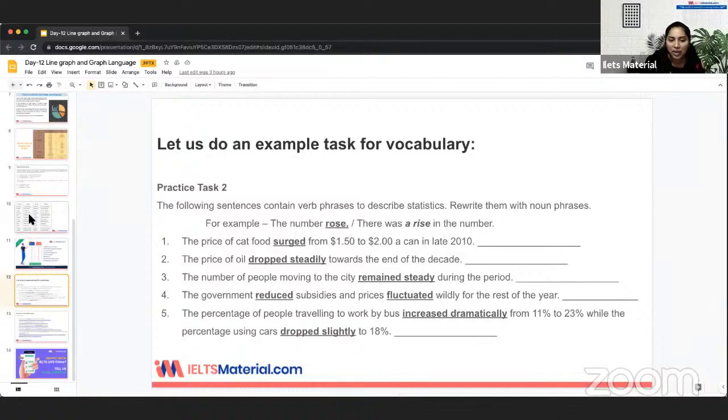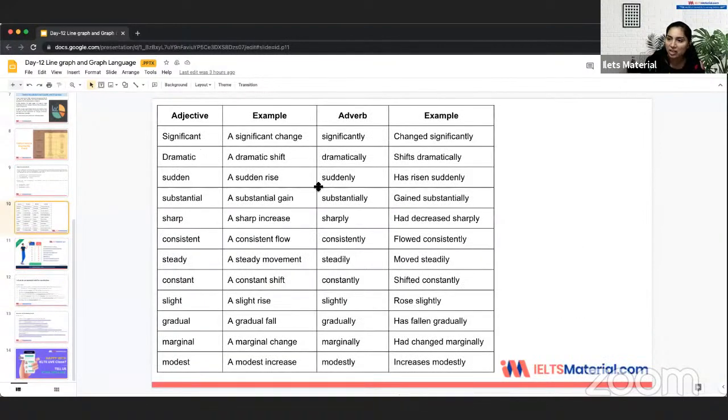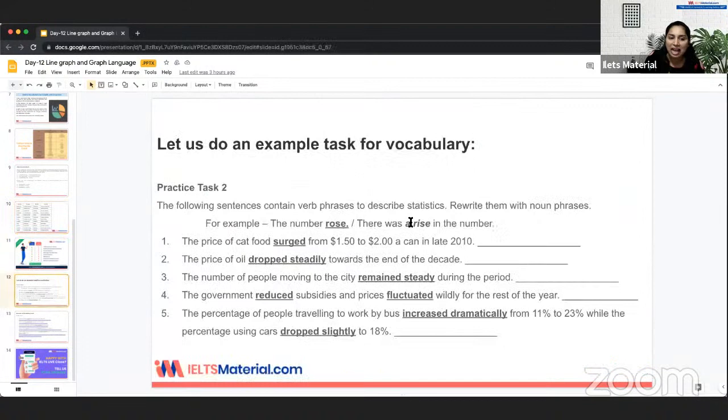I actually made you understand this part, right? We're going to do the exercise. So the questions are, let me just make you understand. The question says the following sentences contain verb phrases to describe statistics. Rewrite them with noun phrases. How can it be done? There is an example given.